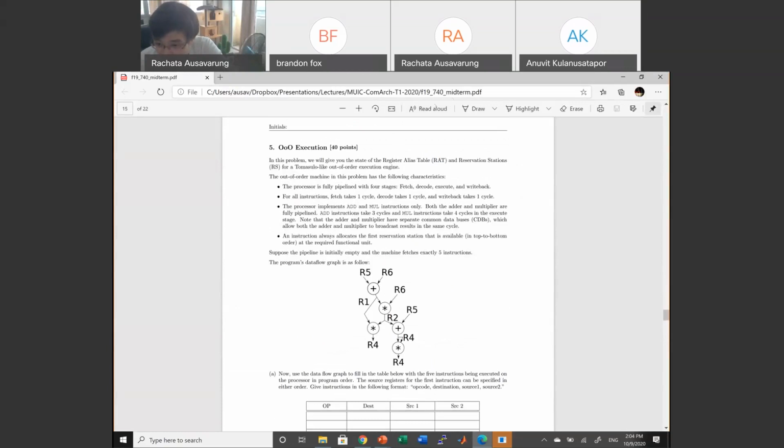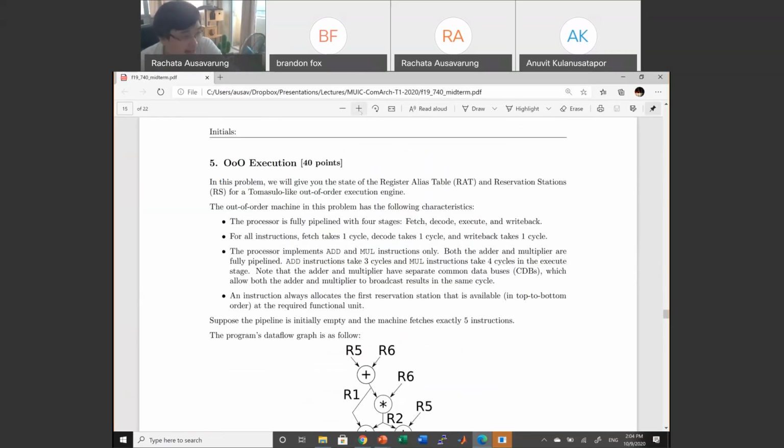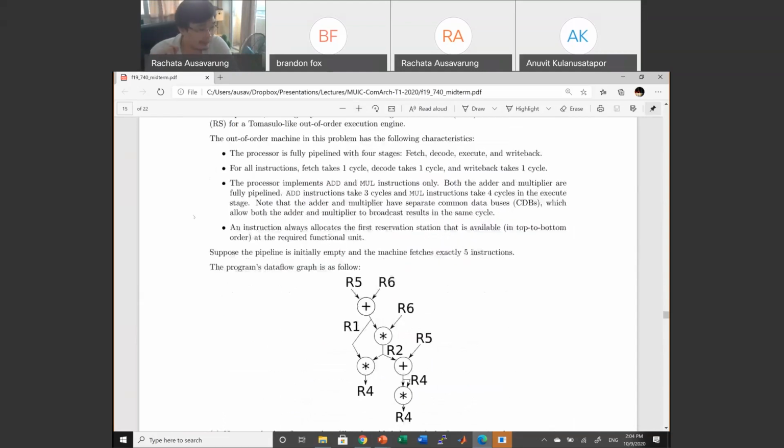The question that you'll be getting will not be exactly this hard, but it's going to be something similar but easier. The reason why I use this is it shows how out-of-order execution works given the data flow graph right here.